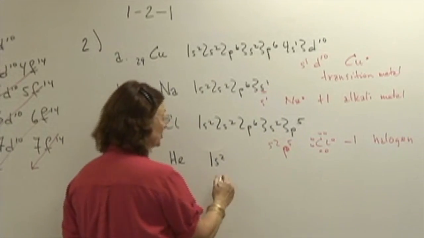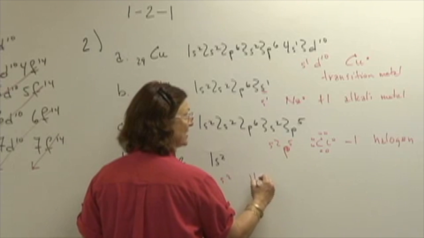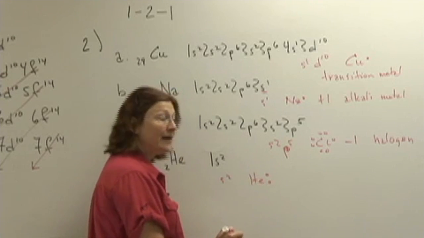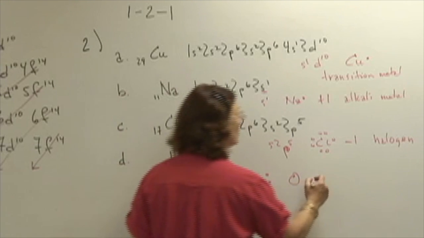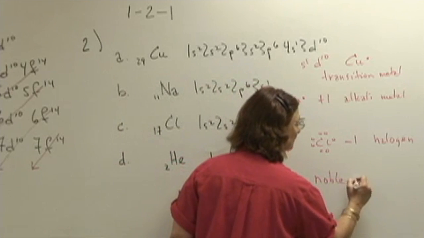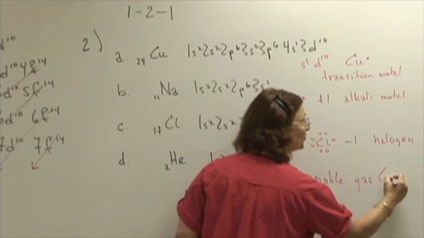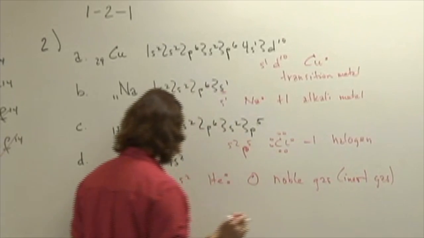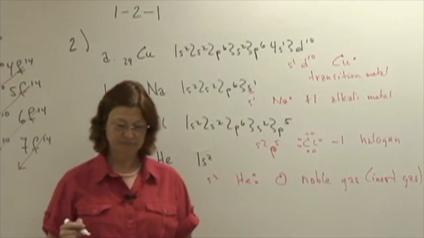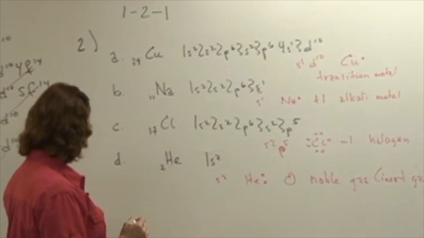Helium ends in s2, and therefore helium has 2 dots. It has a 0 oxidation number, and it is a noble gas, or inert. And that's how we answer number 2.